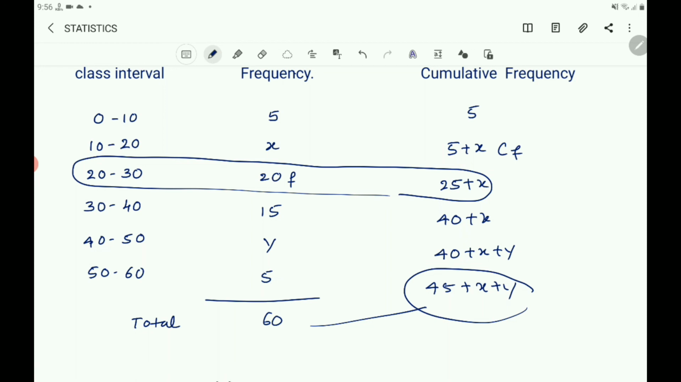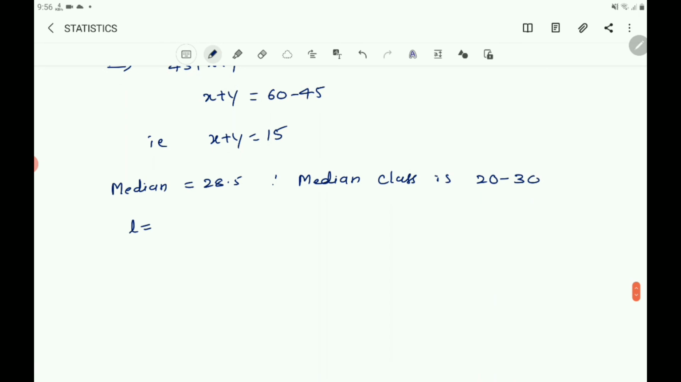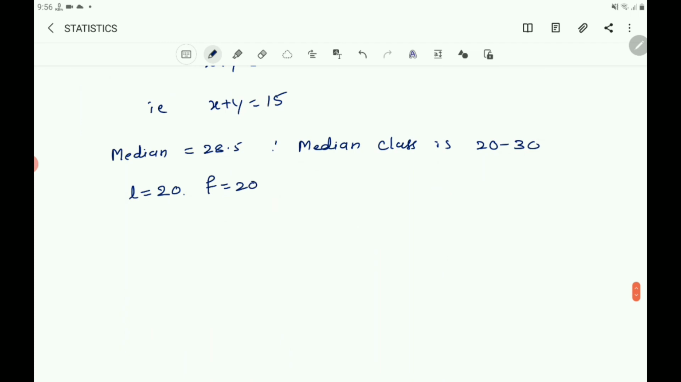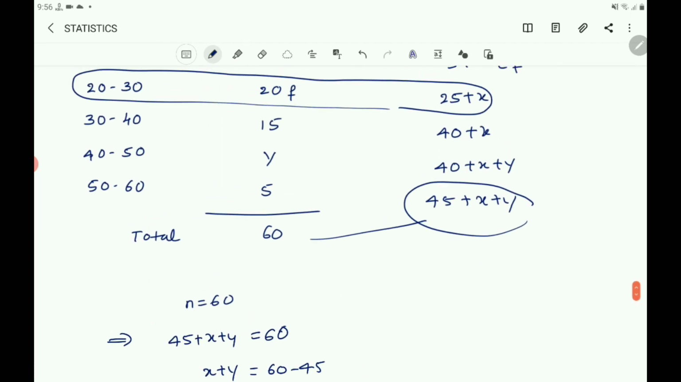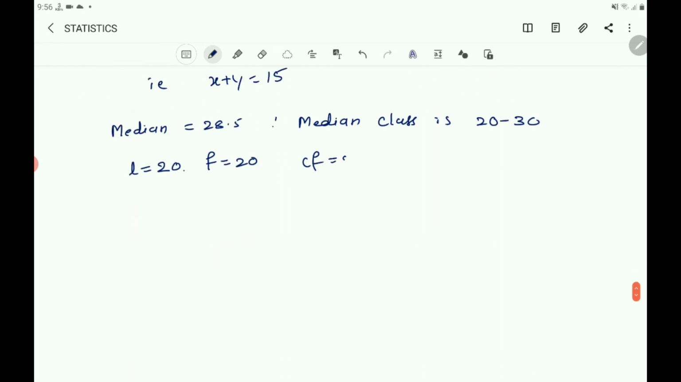Now you write here: f is 20 and cf is 5 plus x. L is the lower limit of the class 20 to 30, that is 20, and f is the frequency of the median class, that is also 20, and cf is the cumulative frequency of the preceding class, that is 5 plus x. Then the size of the class h is 30 minus 20, that is 10.